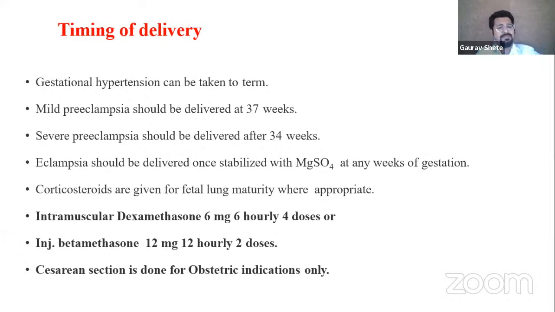In mild preeclampsia, the patient should be delivered at and around 37 weeks. In severe cases, the patient needs to be delivered by 34 weeks. Eclampsia should be delivered once stabilized with magnesium sulfate at any week of gestation. So there is no expectant management for eclampsia.